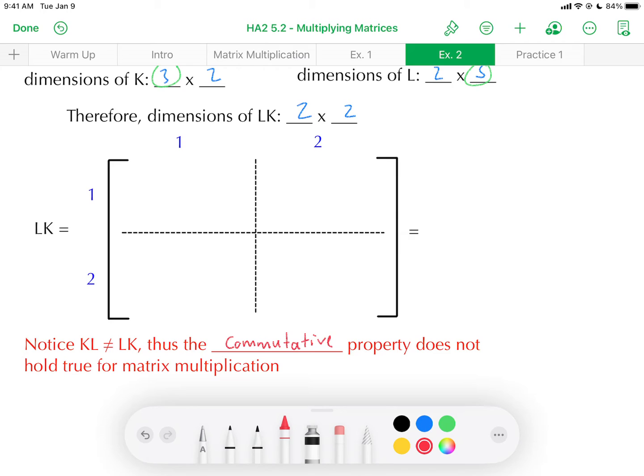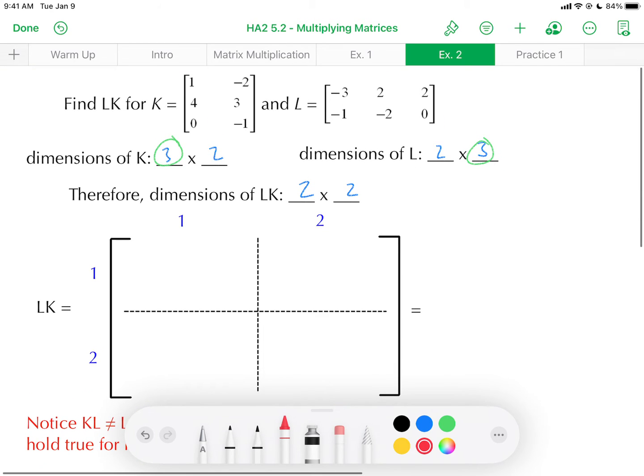Okay, now I bring this up because if you recall, when we did matrix addition, we looked at a couple properties of real numbers that held true for matrix addition. So we had the commutative property and the associative property. Those held true for matrix addition. And also the distributive property held true for scalar multiplication and matrix addition. So this is like the one real number property that's not holding true for matrices right now. Okay? All right, so let's go and find the elements here.